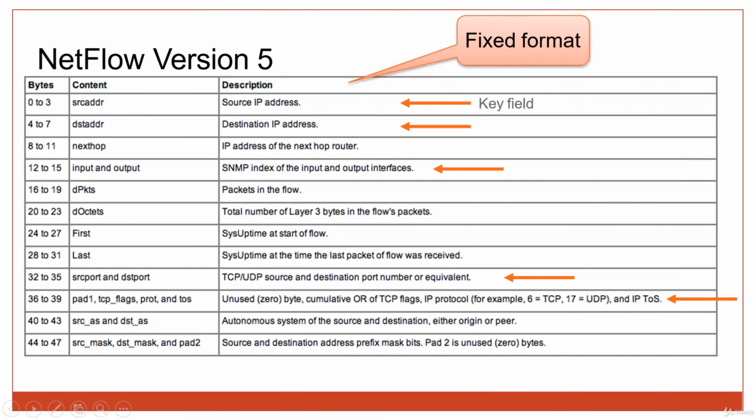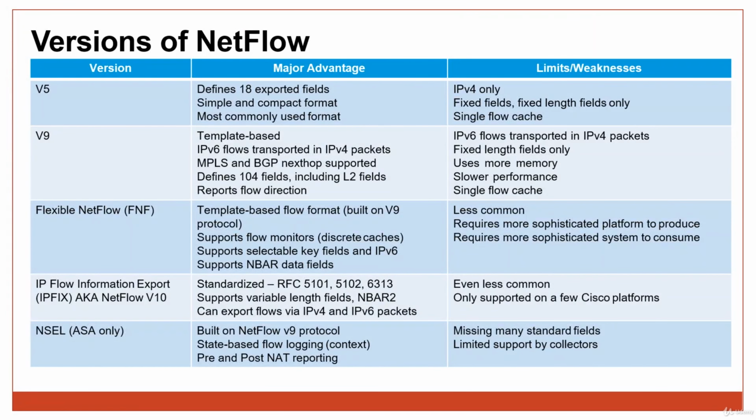So still, version 5 is not giving us everything inside the flow. If I want to see more fields, what version should we use? Here you can see in this chart that version 5 gives only 18 exportable fields. There are some limitations as well: it is fixed with IPv4, fixed length, single flow cache. So there are advantages with version 5, but certain disadvantages as well.